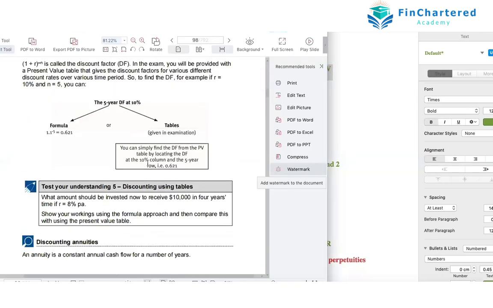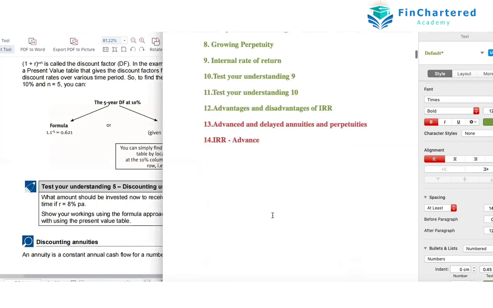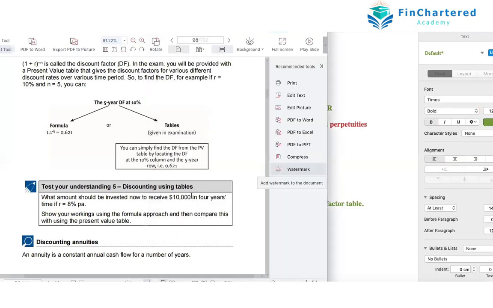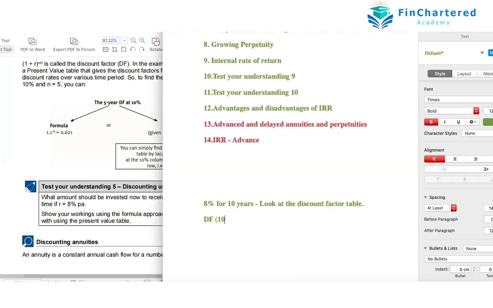Then comes test your understanding 5. We're getting 10,000 in 4 years' time. So if the interest rate is 8%, all you have to do is look at the discount factor table for 8%. If you have done that, you will get the discount factor. Simply multiply the discount factor with this 10,000 to get the present value. Because remember, future value into discount factor is the present value. As simple as that.